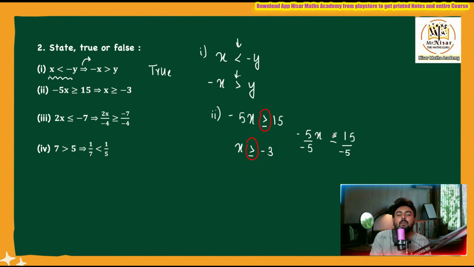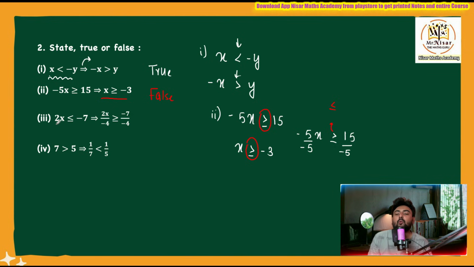Actually, when you divide by a negative number, the sign should reverse. So here there is no change in the sign in the solution. Is there a change in the sign in the solution? No. So this answer is false. When you divide both sides by a negative number, the sign of inequality should reverse, which is not done here.